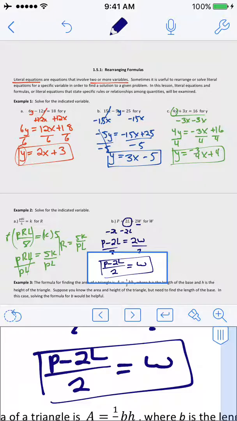Hopefully you got the same thing. Alright, so that should have all been mostly review. You should have been able to figure that out. Let's take a look at a few word problems now.